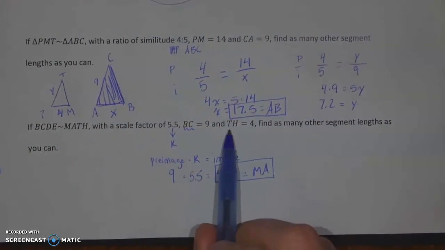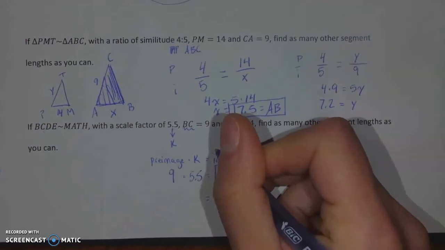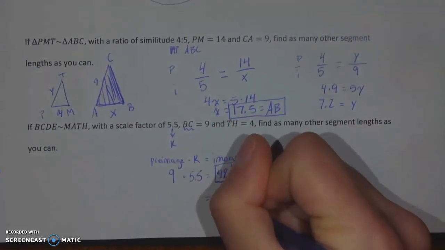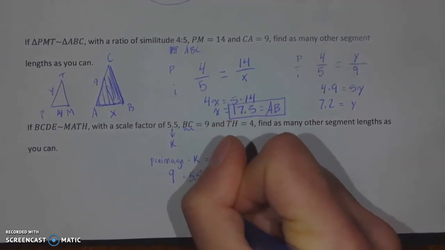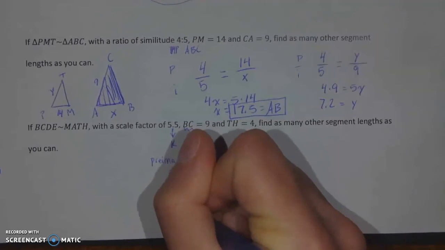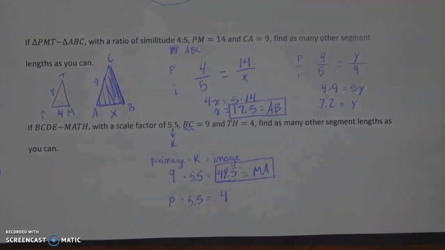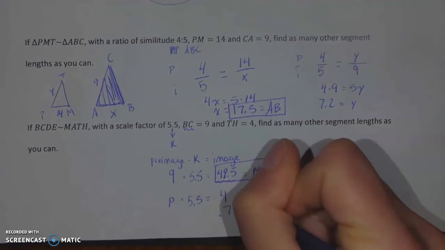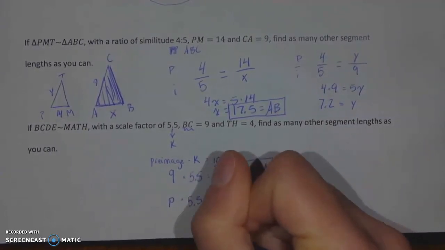Next, what about TH? Well, TH I can see is something in my image. So if I'm still just mimicking my formula here, that's an image length of 4, which is going to be equal to my scale factor, 5.5, times the pre-image length, which I'm just going to label P. And I can solve for P by doing 4 divided by 5.5, which gives me an answer of 0.7272, and so on and so forth, repeated, is equal to that pre-image length.